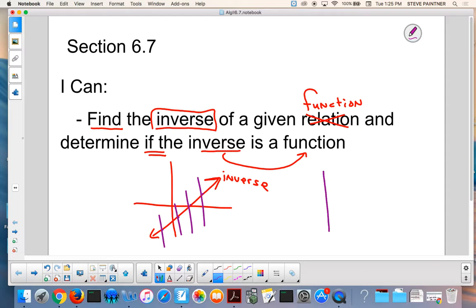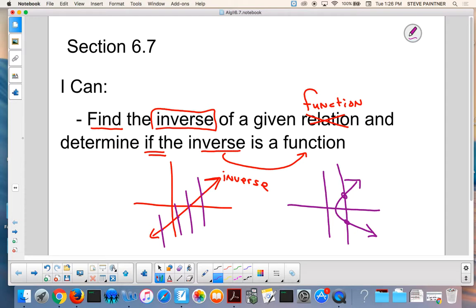So when would it not be a function? How about a parabola going this way? Is that a function? No. Once, twice, we hit it twice, it's not a function. So this last part is so easy for you guys. The hardest part for you is just finding the inverse of a given function. I'm going to give you the function, find the inverse, okay?